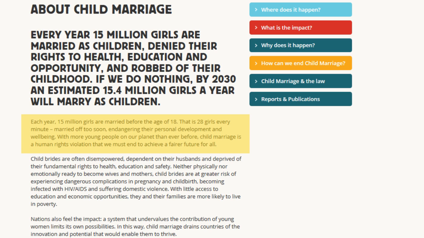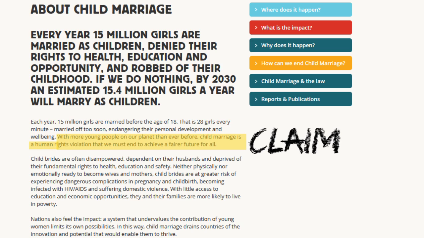Endangering. "With more young people on our planet than ever before," again, a nod to context, where there are more children, "if we do nothing to intervene in the patterns, child marriage will grow. Child marriage is a human rights violation that we must end to achieve a fairer future for all." Okay, right there, we have the claim.